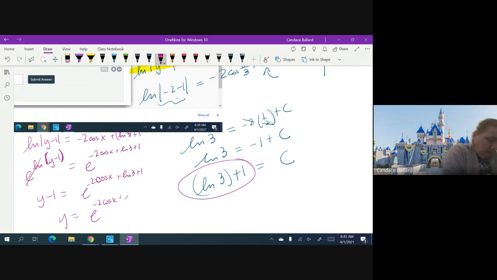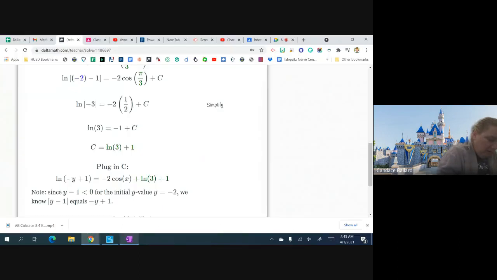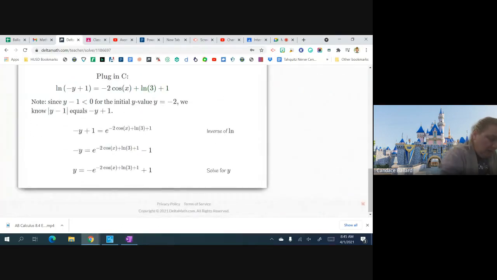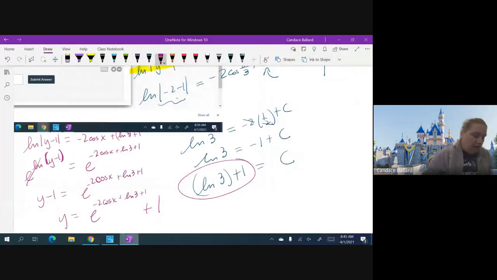Cosine x plus natural log of 3 plus 1 plus 1. Let's see, where did they go with it? They left the mess in the numerator, or in the exponent, sorry. So that's got to be our final answer.